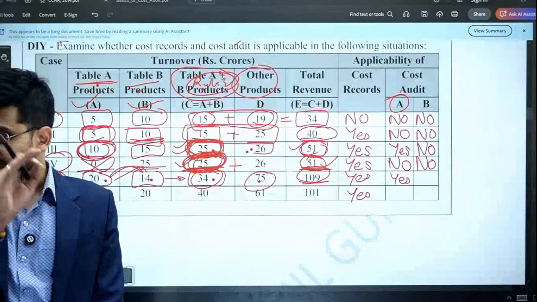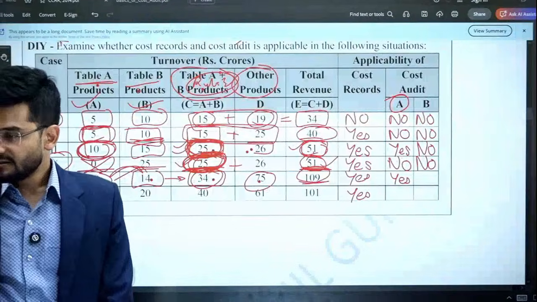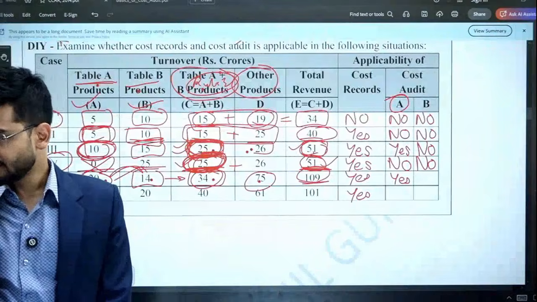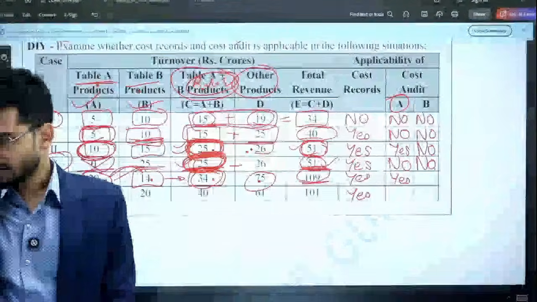Very good. Manisha has written a detailed answer. Very good, Manisha. Very good answer. Your answer is very detailed. Perfect.